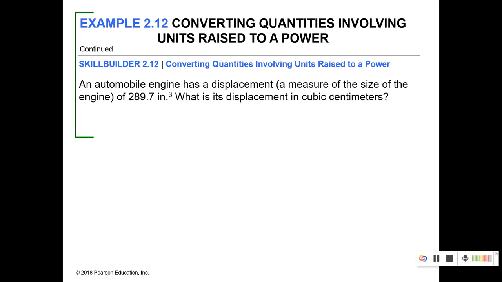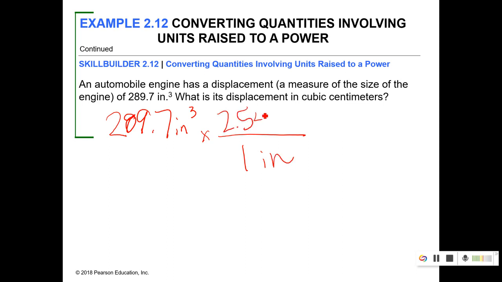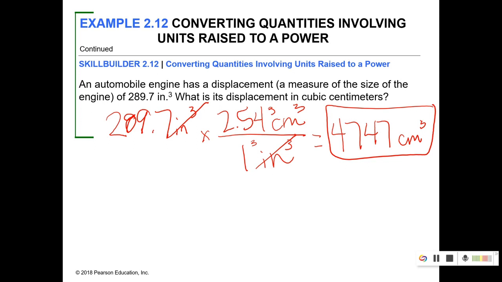Now we're doing inches to cubic centimeters. So I've got 289.7 inches cubed. I know in 1 inch is 2.54 centimeters. And again, my inches aren't right, so I've got to cube everything. And my inches cancel. So I do 289.7 times 2.54 cubed. And I get 4747 centimeters cubed, or cubic centimeters.